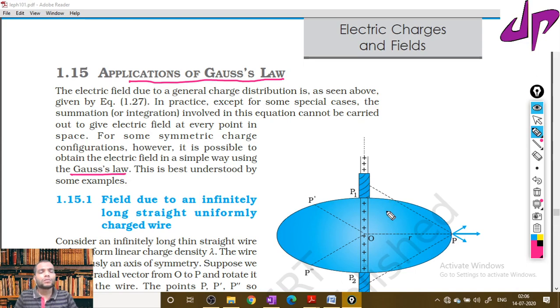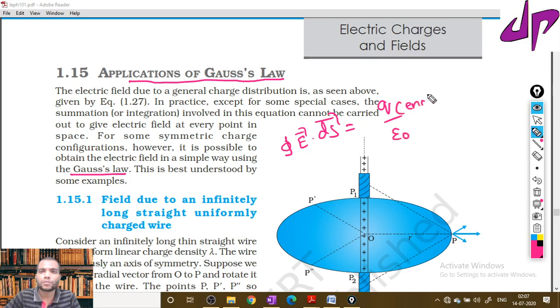To apply Gauss's law, we need to have a symmetric charge distribution. Why should the charge distribution be symmetric? Because Gauss's law is the integral of E dot dS equal to q by epsilon naught, the charge enclosed divided by epsilon naught. So our condition is that the charge distribution is symmetric. If it is symmetric, what is the advantage? The advantage is that the electric field remains constant.